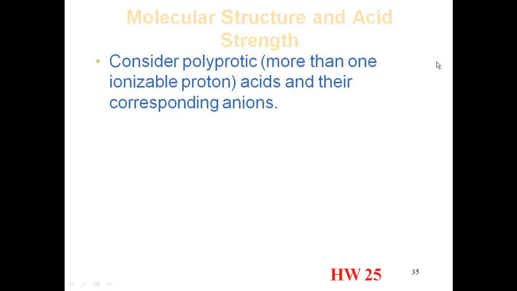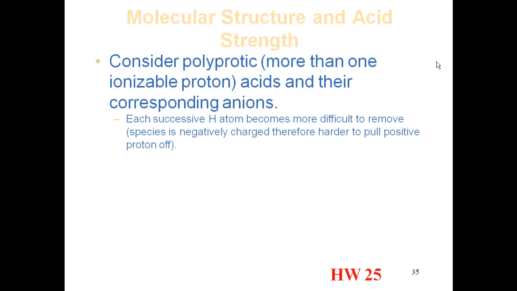Now polyprotic species, and those are acids that have more than one ionizable proton. How do we determine which one's a stronger acid in those cases? Each successive hydrogen atom becomes more difficult to remove because the species becomes negatively charged. Therefore, if it's a negatively charged species, it's going to be harder to pull a positive proton off.